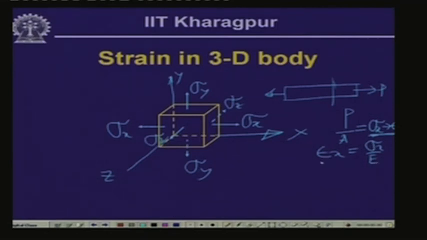Also, we have noted from the concept of Poisson's ratio that if we have axial load acting in the x direction only, and thereby there is strain in the x direction as epsilon x, the strain in the other 2 directions, y and z, epsilon y is equal to epsilon z is equal to minus mu times epsilon x. This is as per the definition of Poisson's ratio.